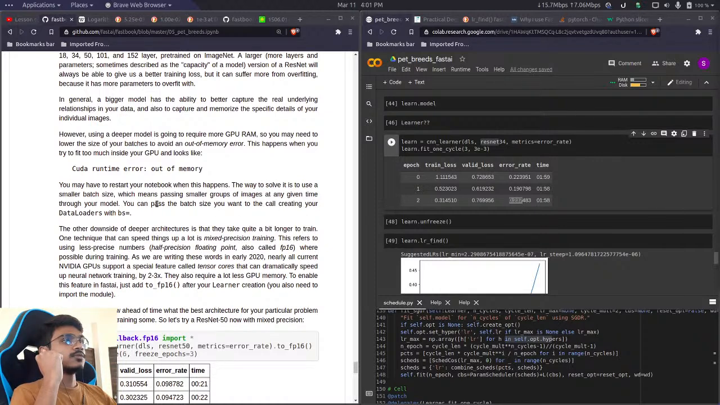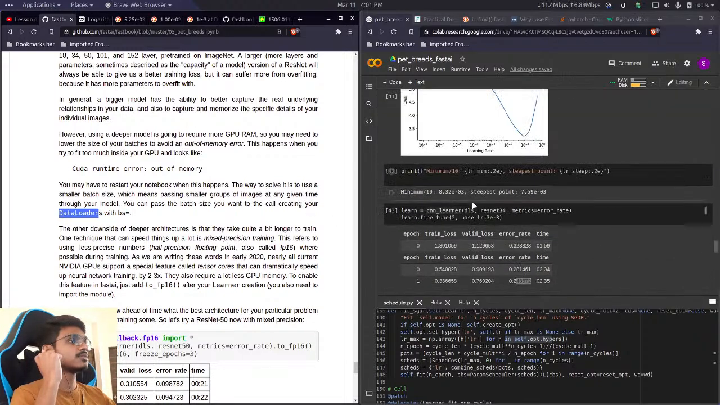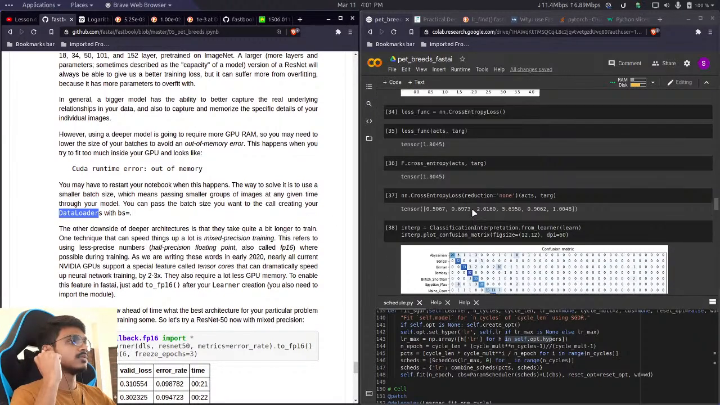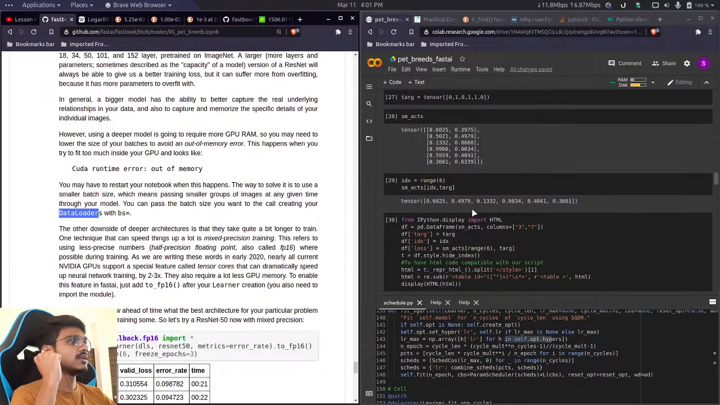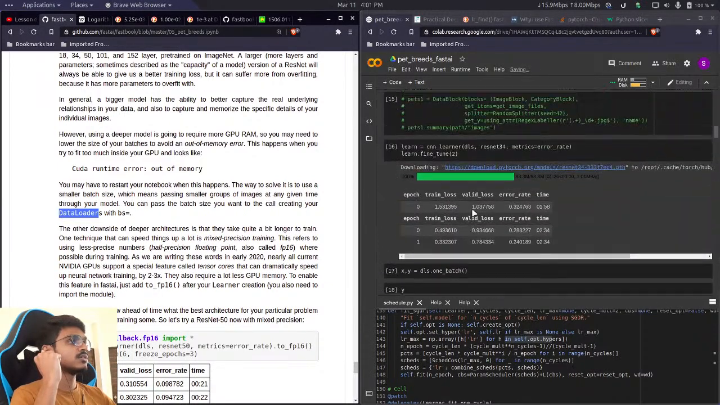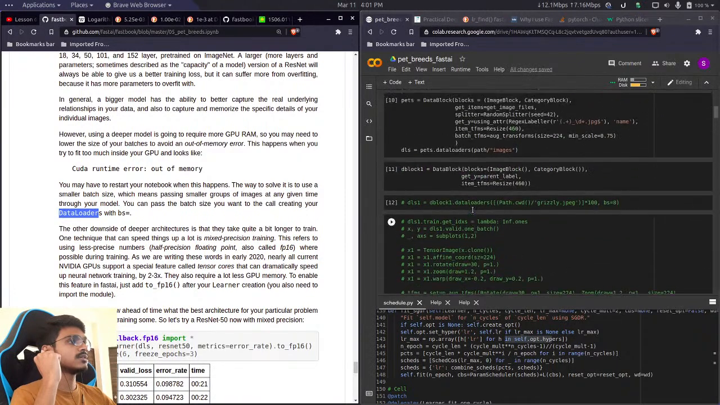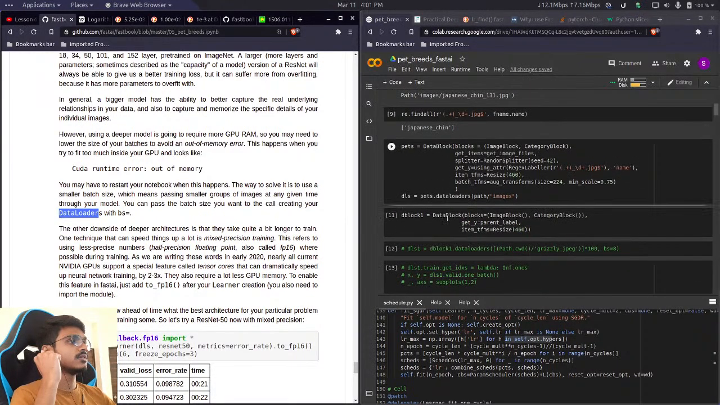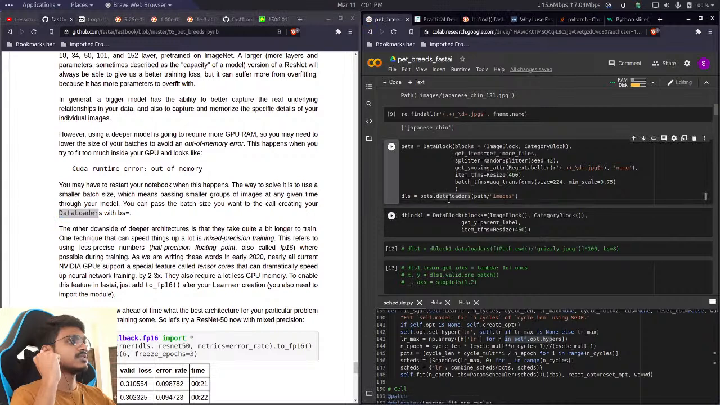So the base wallet is smaller batch size, which means passing smaller groups. You can pass the batch size you want to the call creating your data loaders with bs. So we have to set the batch size inside the data loaders. Let's check the data loaders function. It was somewhere around here, I guess. Yeah, we have to pass the batch size to this function.